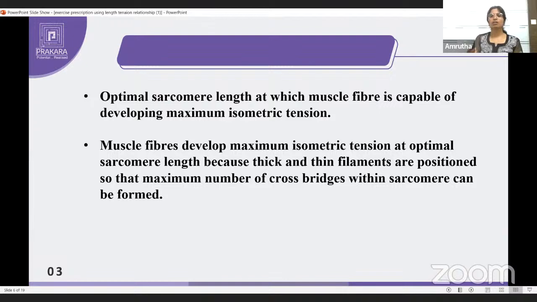Now comes, from this lengthened position, my muscle is trying to build some amount of tension by reducing length. How is the length reduced? By cross bridge formation.